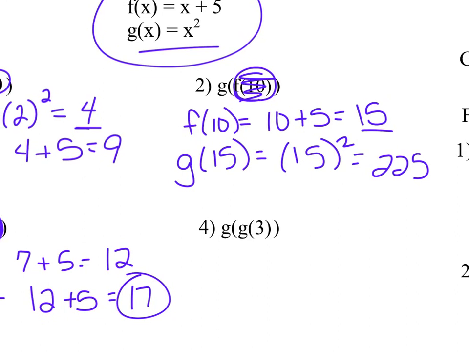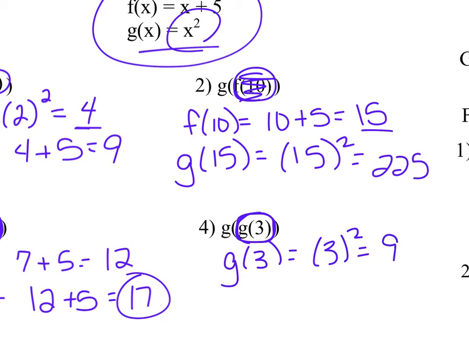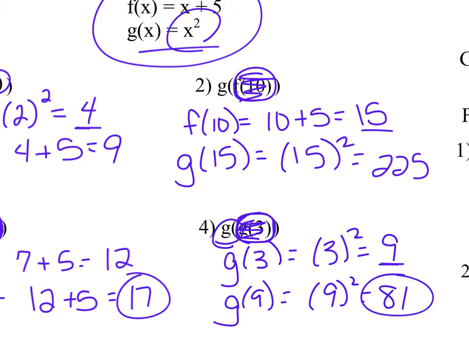So here we're doing g of g of 3. So again, circle what's closest to the variable, to the number. So we're going to figure out what g of 3 is first. So g is x squared, so 3 squared is 9. So then we take that 9 and we plug it into g. So that's g of 9. So that's 9 squared, which is 81. So that's it. That's how you do it.